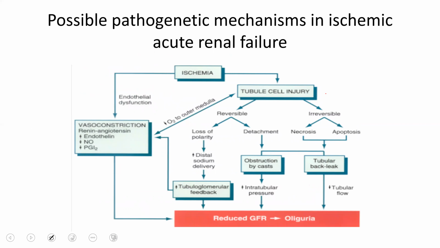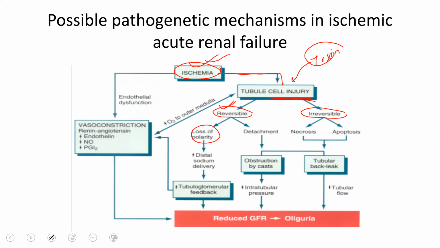So let me talk about this diagram, and I hope you'll be clear about everything that I've discussed throughout this video from this diagram. So ischemia can happen. Whenever there is ischemia, it will result in tubular cell injury. And also, as I said, tubular cell injury can be due to toxins. Whether it is due to ischemia or toxin, the tubular cell will be injured. And once the tubular cell is injured, the injury can be reversible or it can be irreversible. If it is reversible, then there will be loss of polarity.